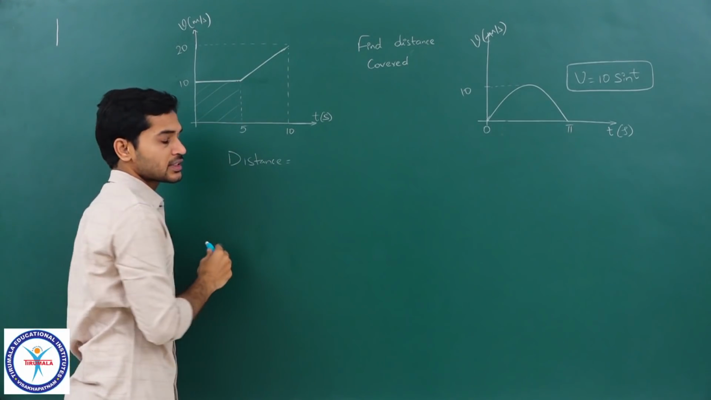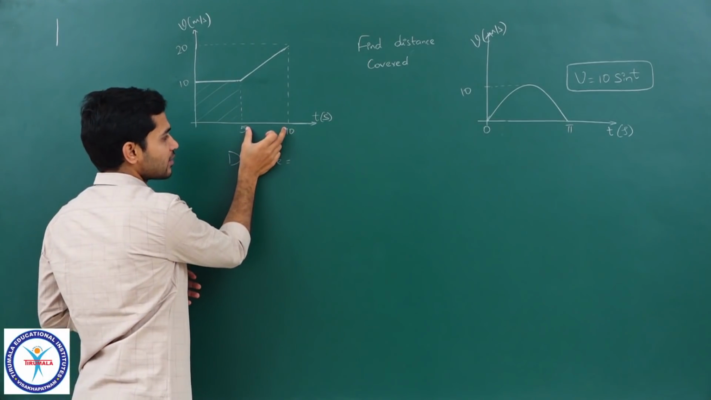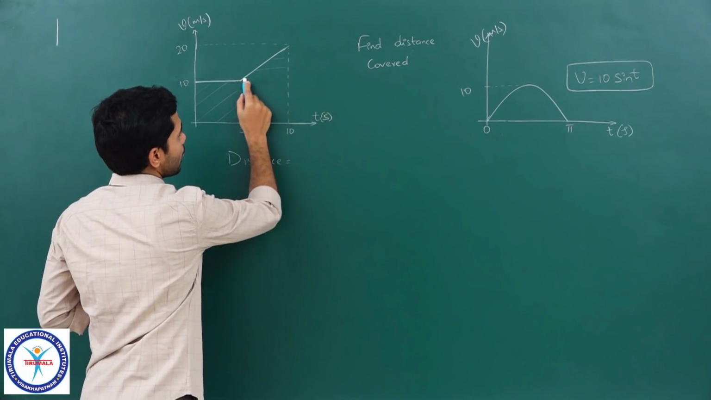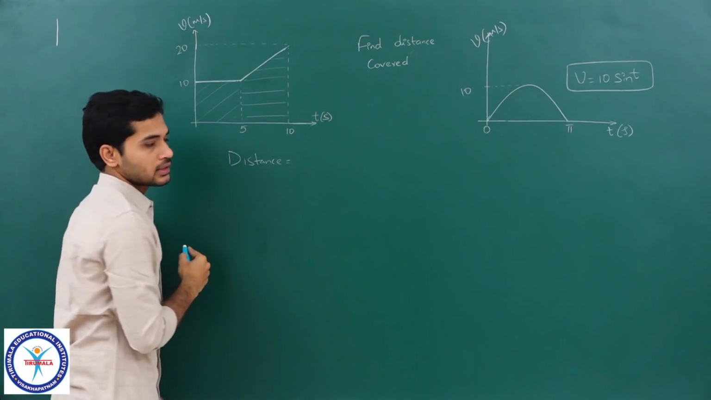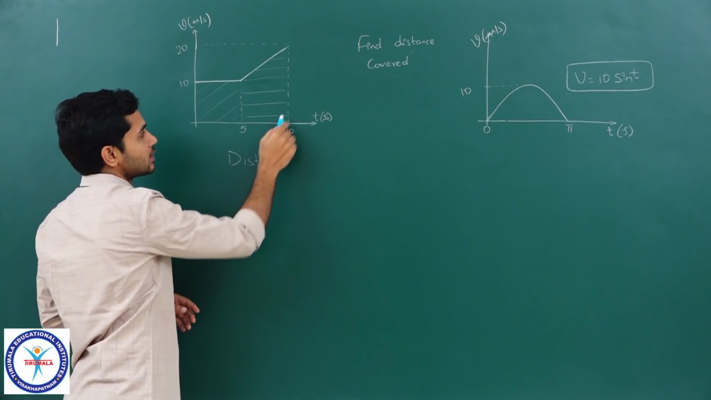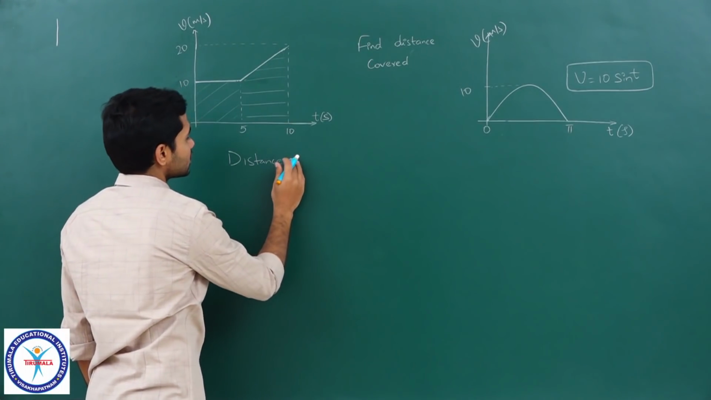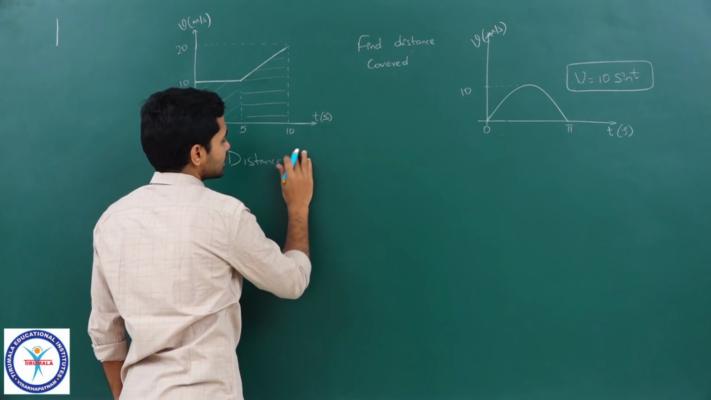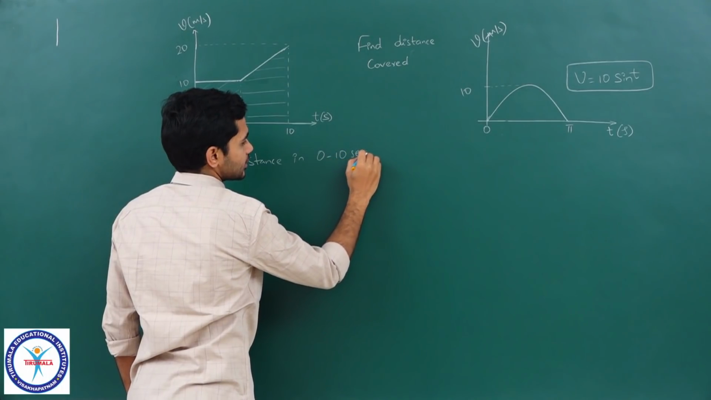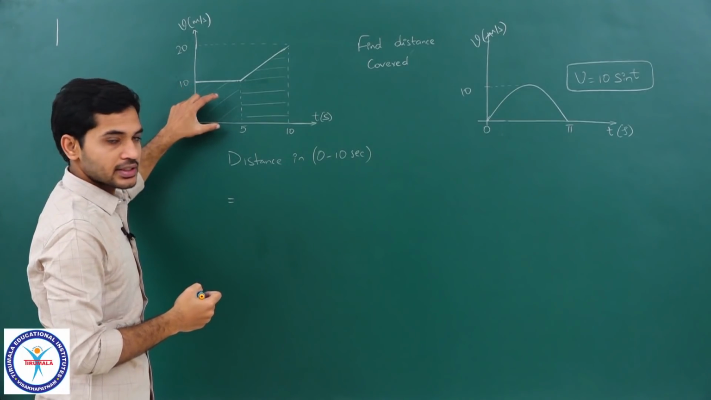If I need to find the distance covered in the first 5 seconds, that would be this area. If I need the distance covered in the next 5 seconds, that would be this area. And for the overall 10 seconds, I will add this area plus this area. So, let us write the total distance itself: distance travelled in 0 to 10 seconds. In the first 5 seconds it travels this much.